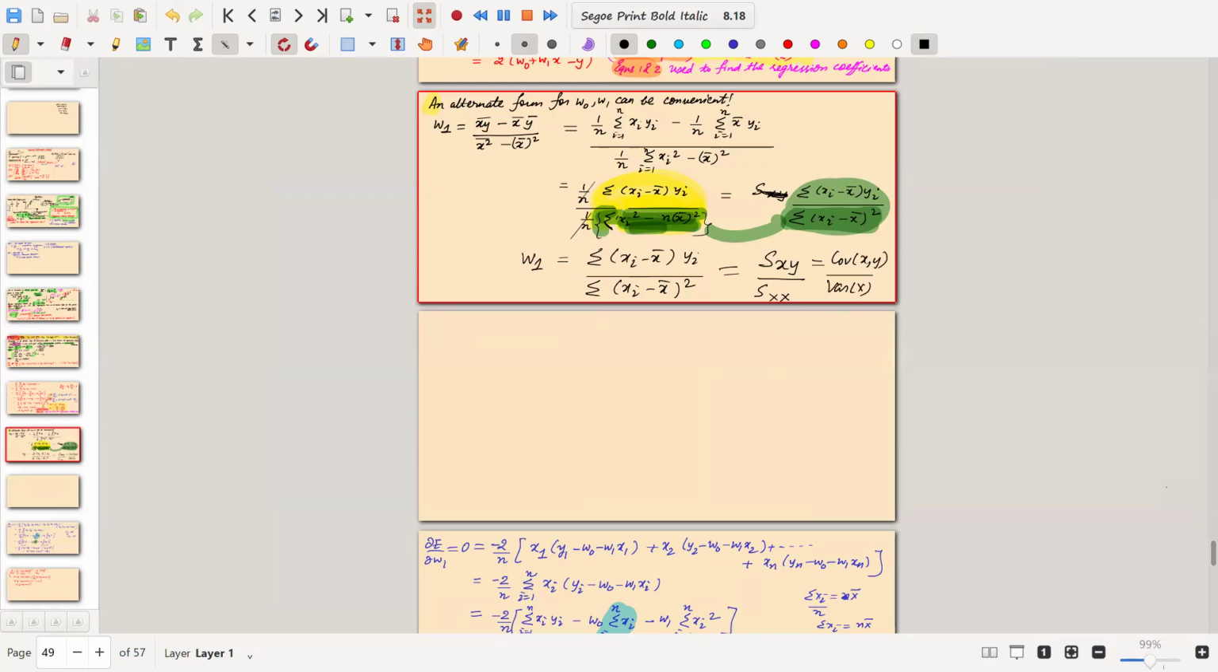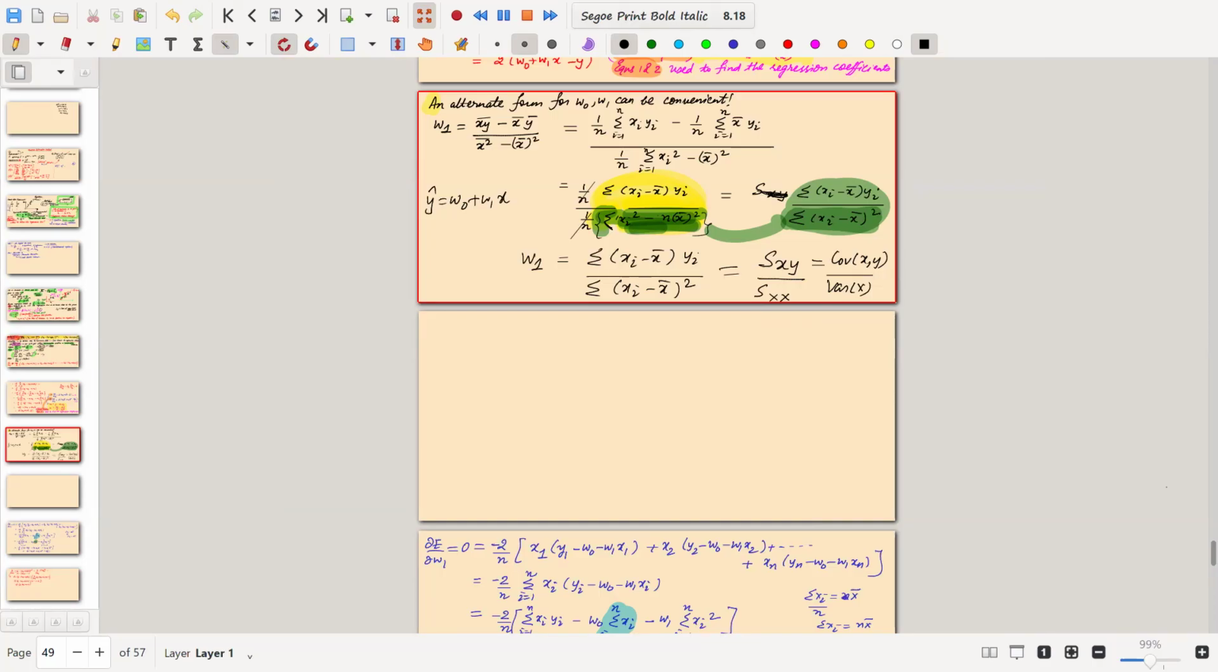Got it? Variance of x measures the spread of data from the mean, and covariance of x and y we will write as cov x comma y. So W1 coefficient, what is our regression line? Regression line was W0 plus W1x, right? So W1 coefficient is nothing but the slope of the regression line. Why? Because it is multiplied by x. Y equal to mx plus c. Anything multiplied by x is like a slope. So W1 is like a slope.